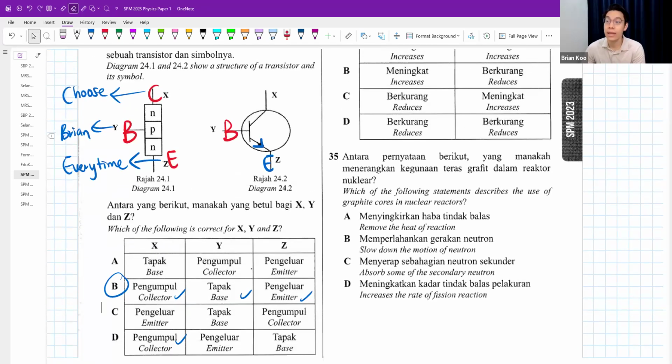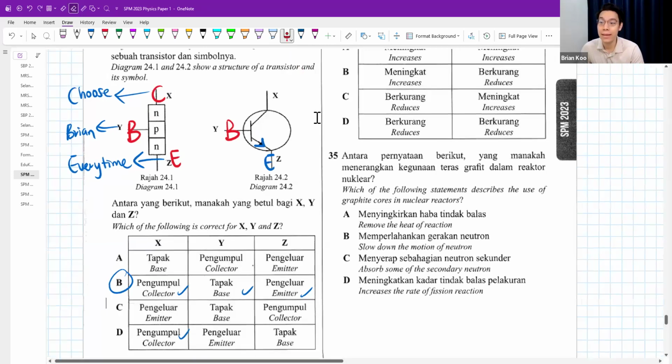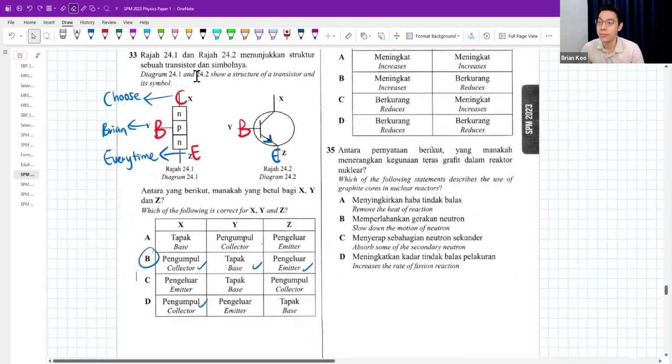Okay. And sometimes if they want to be tricky, they can also flip this whole picture upside down. But remember, the arrow part is only the part between base and emitter. Okay, and it's the same, whether it is a PNP or NPN transistor, it is always CBE. It doesn't change. Okay, question 34.